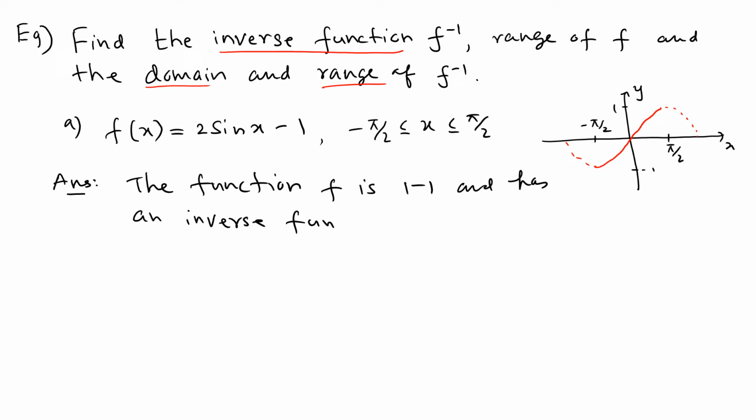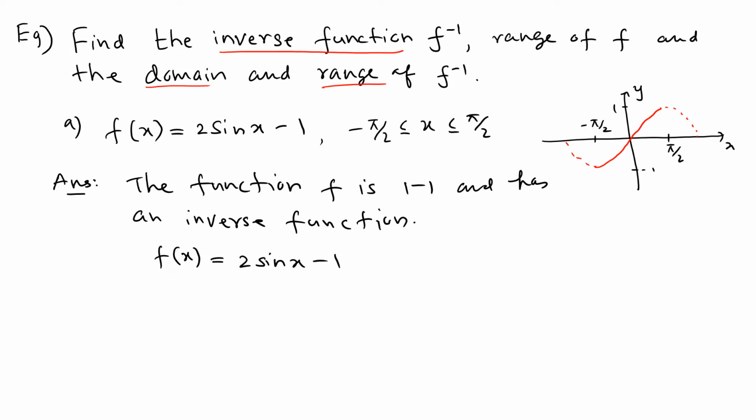Function. Because we know that if a function is one-to-one, there's an inverse. So since there's an inverse, we're going to find that inverse using the four-step method that we discussed earlier. We're going to start with the function f(x), which is 2 sine x minus 1.